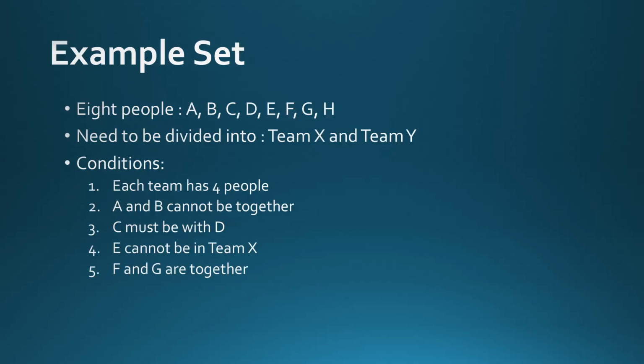Now let us solve one complete example. We have 8 people A, B, C, D, E, F, G, H. They need to be divided into 2 teams with 4 people each. Now carefully read the conditions. Each team has 4 people. A and B cannot be together. C must always be with D. E cannot be in team X. F and G are together. Now let us solve this step by step.